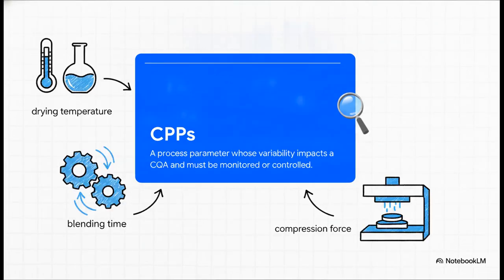Now, if CQAs are the outputs we're trying to protect, then critical process parameters, the CPPs, are the literal process levers that we pull to ensure those outputs stay within their limits. Think about things like drying temperature, blending time, or compression force. If variability in one of these inputs changes a CQA, guess what? It's a critical parameter, and it must be strictly monitored and controlled.